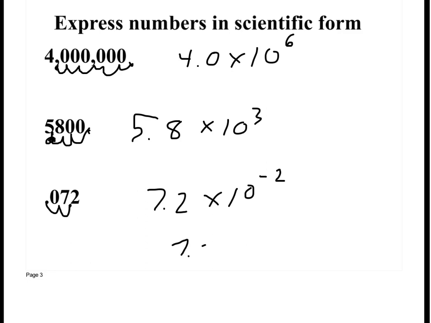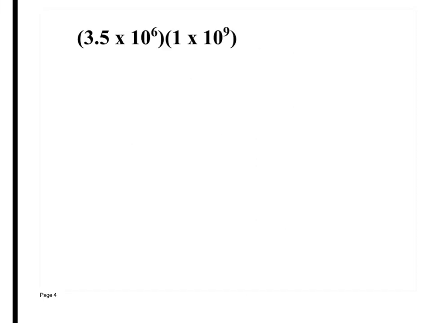Because if I wrote this, which someone's going to do in their homework today, does that look like this? No, it looks like this. Is 720 the same thing as 0.072? No. So do not do that. If you're making a small number larger, then it's a negative exponent, which is 7.2 times 10 to the negative 2.